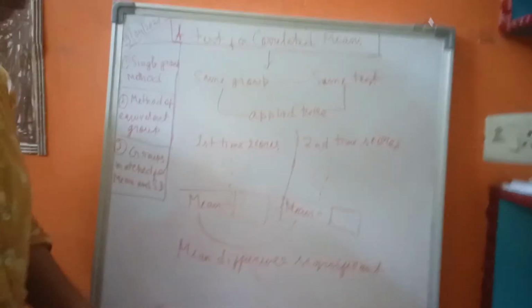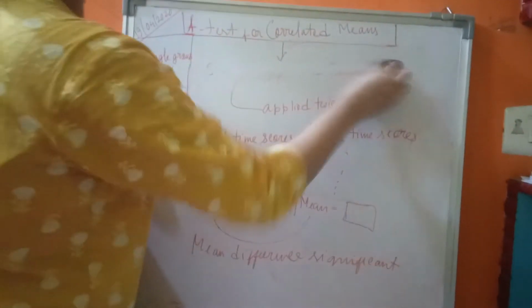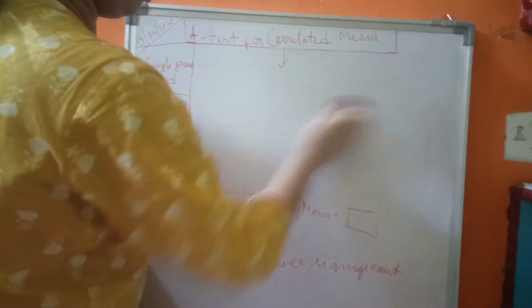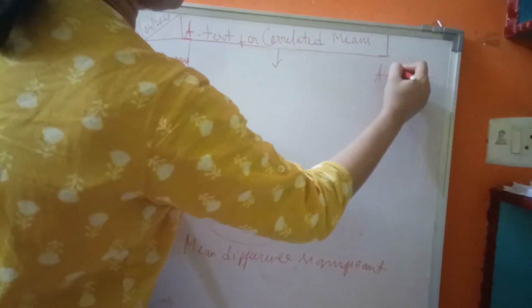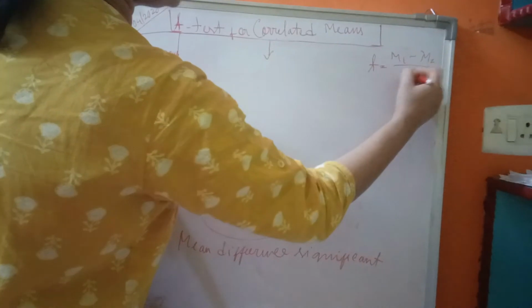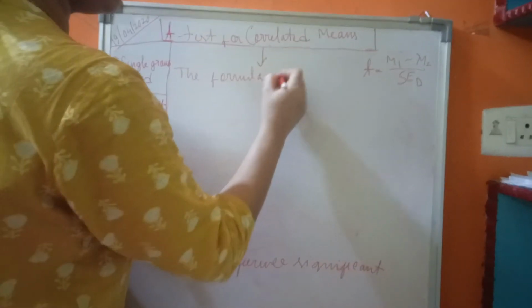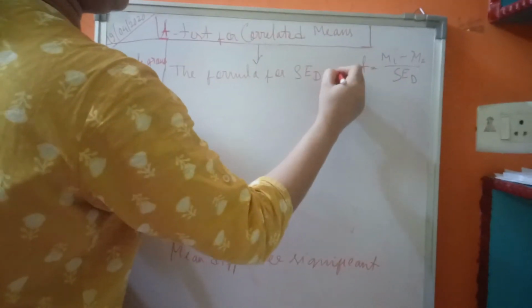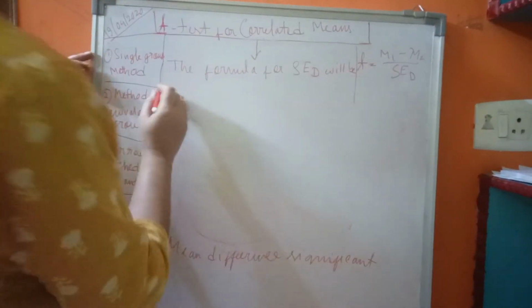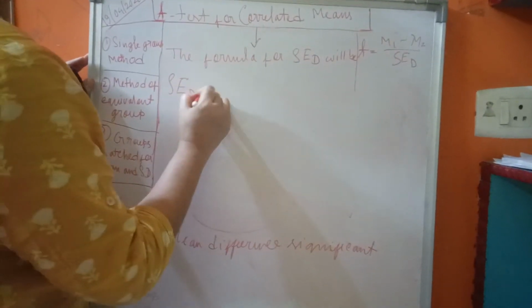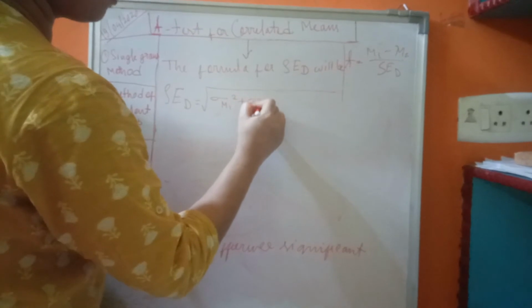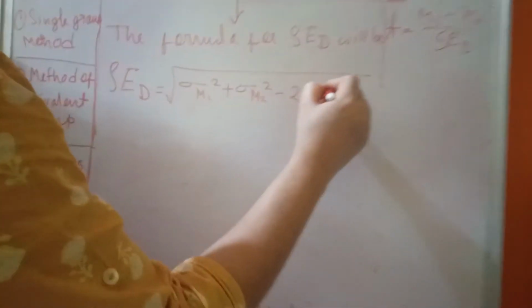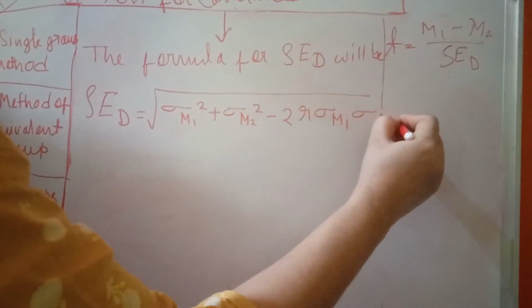Now the t formula remains the same, that is, t is equal to mean 1 minus mean 2 divided by standard error of D. The formula for standard error of D is different here. That is, standard error of D is equal to the square root of sigma m1 square plus sigma m2 square minus 2 r sigma m1 sigma m2.